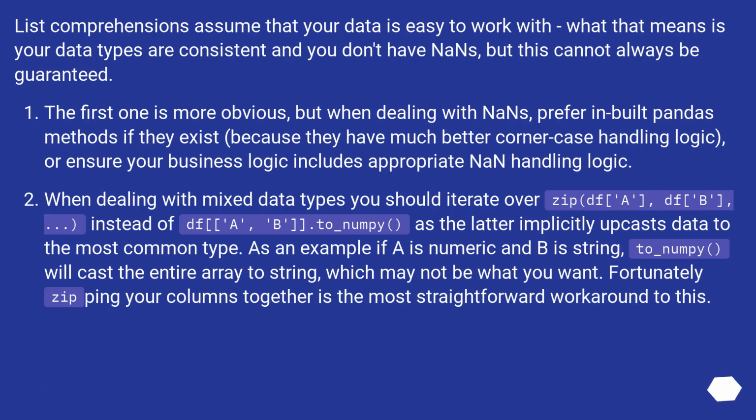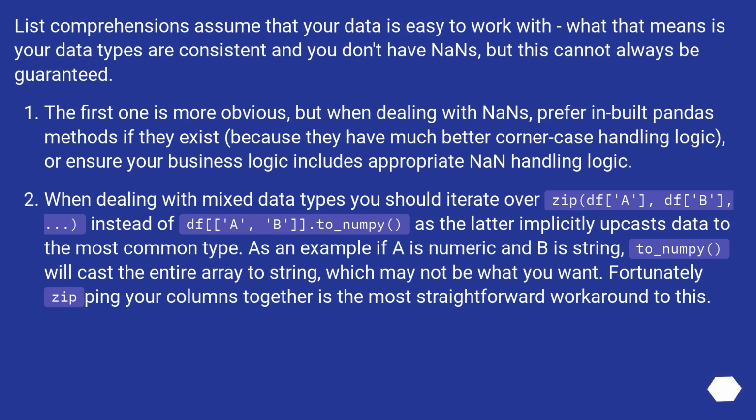List comprehensions assume that your data is easy to work with. What that means is your data types are consistent and you don't have NaNs, but this cannot always be guaranteed. The first one is more obvious, but when dealing with NaNs, prefer inbuilt pandas methods if they exist, because they have much better corner case handling logic, or ensure your business logic includes appropriate NaN handling logic.